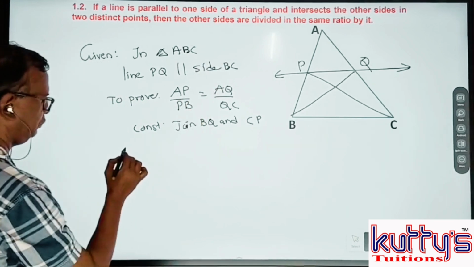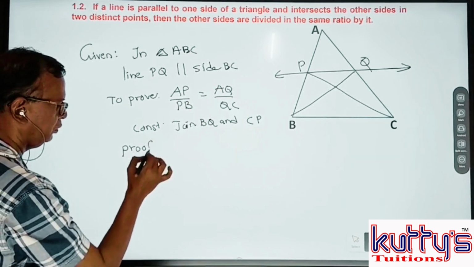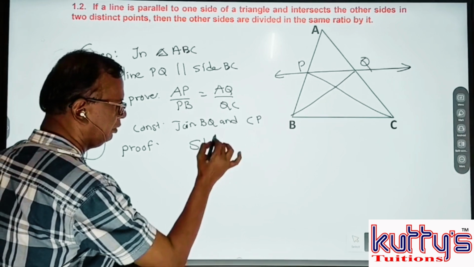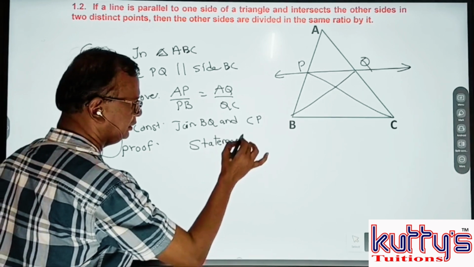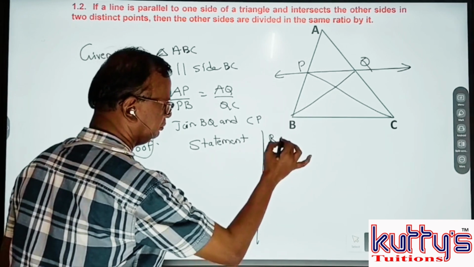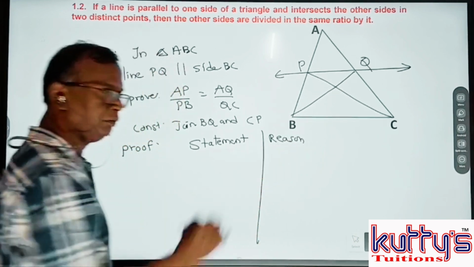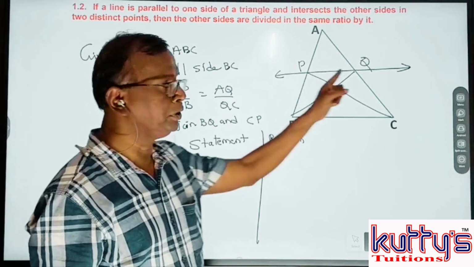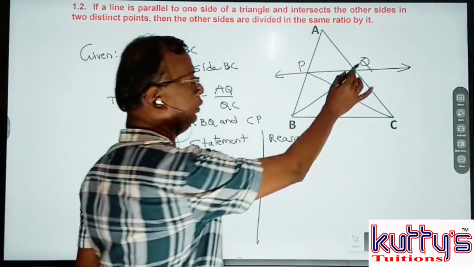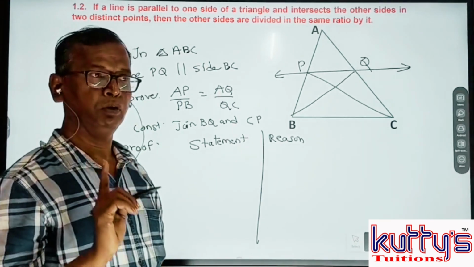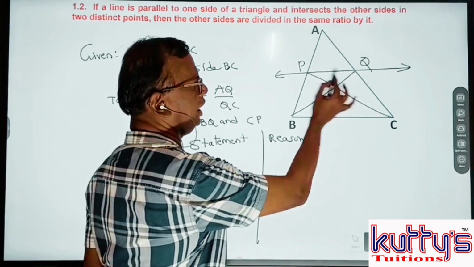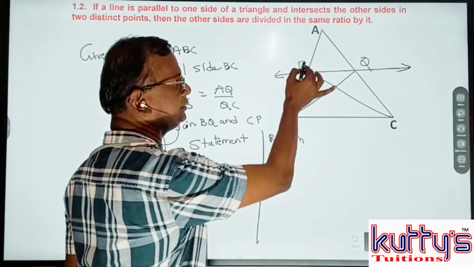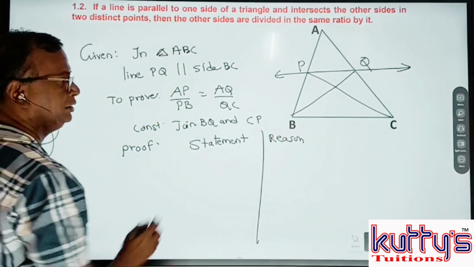Now see the proof: statement and reason. Okay? Can you start once again? Which triangles did I tell you? Triangle APQ and triangle BPQ have the same vertex Q. If the vertex is the same, what is the same? The height is the same. So this is the height you can say. So therefore the bases are what? Same.